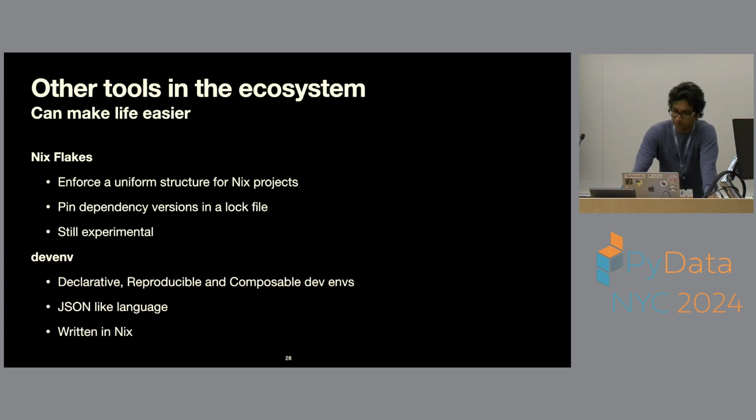Then you have devenv. It's something that I came across fairly recently. It's written in Nix, but the output that you work with is actually a JSON-like language. You're not really working with this very difficult language in Nix, right? It's declarative, it's reproducible, and the whole idea is not to put this in production, but to have a composable dev environment. It supports more than 50 languages, I believe. So it's pretty cool, but I'm still working my way through it.